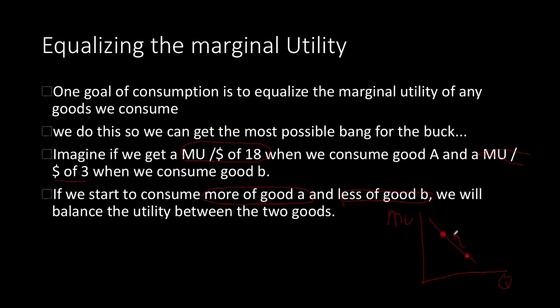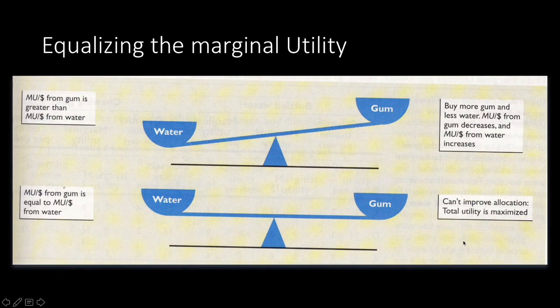If it's good A, I'm going to do the opposite. I'm going to want to consume more of it. If I consume more of it, I'm going to actually lower my marginal utility per dollar. This chart is kind of a good way of thinking about it. Think about it like a seesaw, and we want to bring the two ends of the seesaw into balance. Again, that's a more challenging concept, and that's a concept that we'll practice in class.